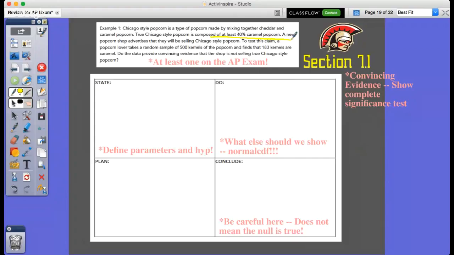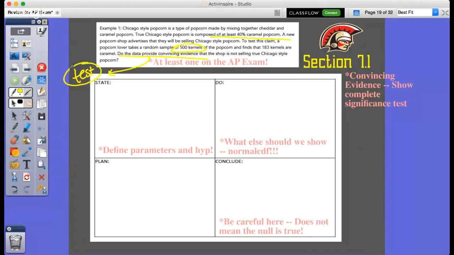To test this claim, a popcorn lover takes a random sample of 500, and I like to underline things just so you know, and finds that 183 kernels are caramel. Does the data provide convincing evidence? Here's the thing. If you see that, that's always a test, okay? Just a heads up that the shop is not selling true Chicago-style popcorn. And then state, plan, do, conclude.